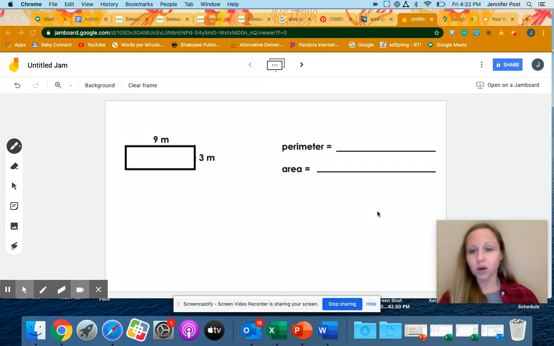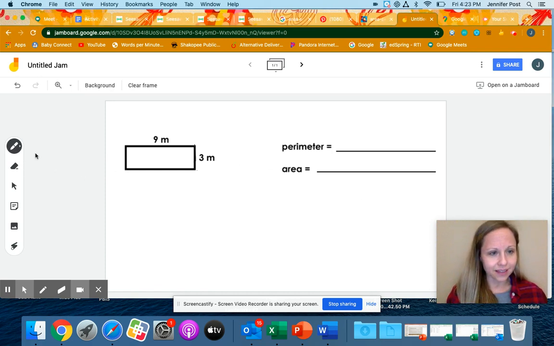So to find the perimeter, fourth graders, it is pretty simple. All you need to do is add up the sides. Now, when I look at this rectangle, some of you are saying, but Mrs. Post, there are only two sides that are labeled. Well, friends, we're pretty smart. We know the missing side lengths are 9 meters here because in a rectangle, the parallel sides are of equal length. So we know this missing side is 3 meters.